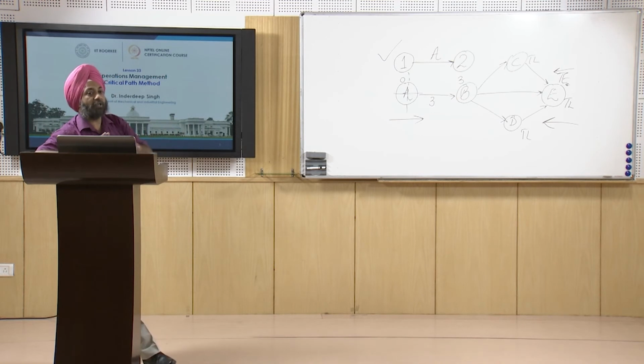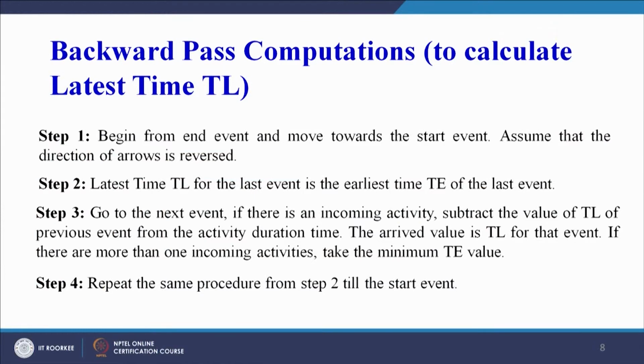So here you can see, I will read it for you on your screen. Begin from the end event and move towards the start event. So for latest time we will start from the right hand side, that is the end event, and move towards the left hand side. So assume that the direction of the arrow is reversed now. For late calculations we perform the backward pass. Latest time TL for the last event is the earliest time TE for the last event, which I have already explained. And then go to the next event. If there is an incoming activity, subtract the activity duration from the TL of the previous event. The arrived value is the TL for that event.